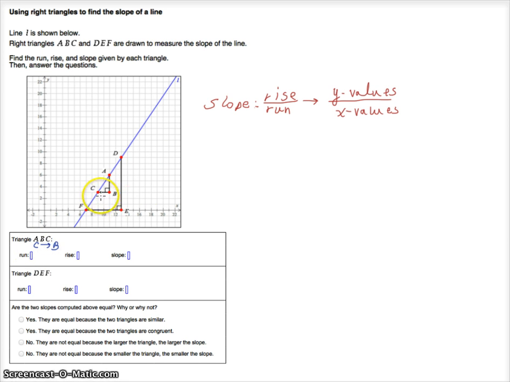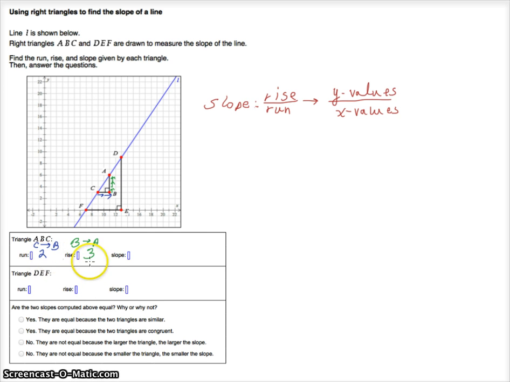If we go to point C and count over how far it is from point C to point B, it's going to be 1, 2 spaces, so 2. That was our run. Our rise is going to be from B to A, or A to B, however you like to think about it. But from B to A is going to be 1, 2, 3 spaces.